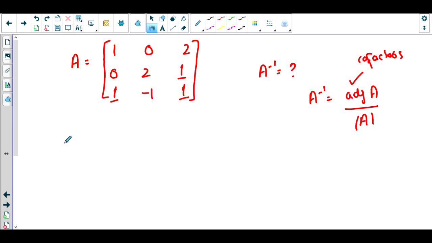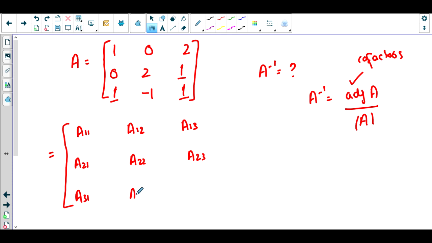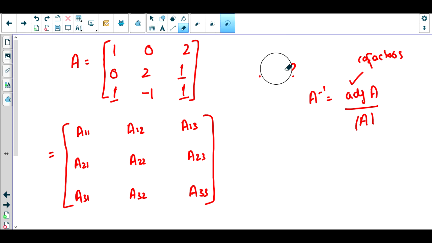So what will be the cofactor set? The cofactor set is going to look something like this: C11, C12, C13, C21, C22, C23, C31, C32 and C33. So in this question we have to find 9 cofactors. Okay, let us start.